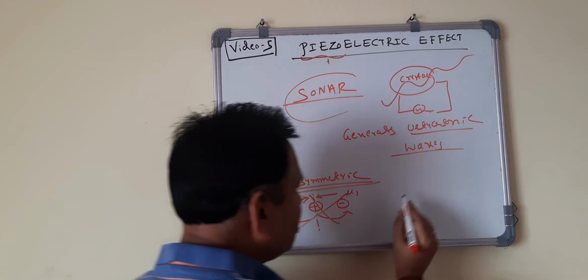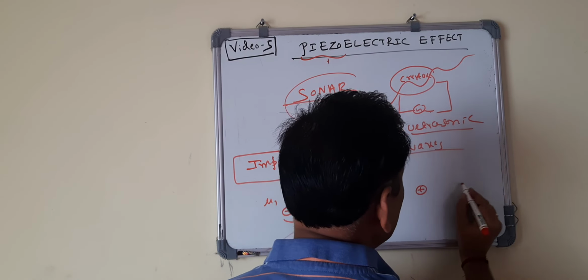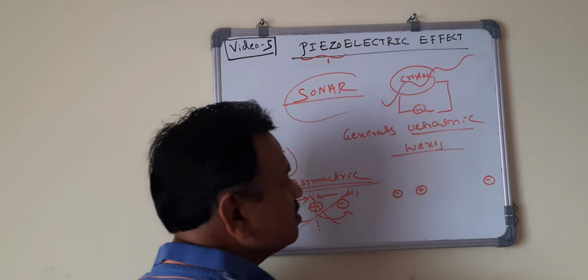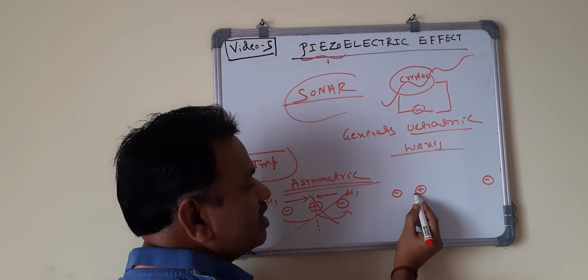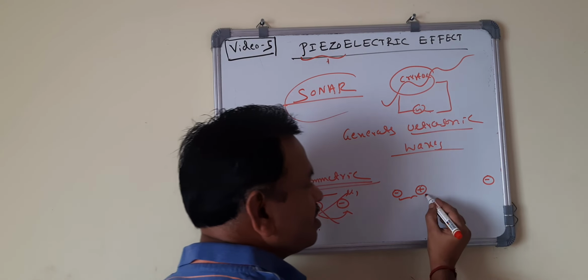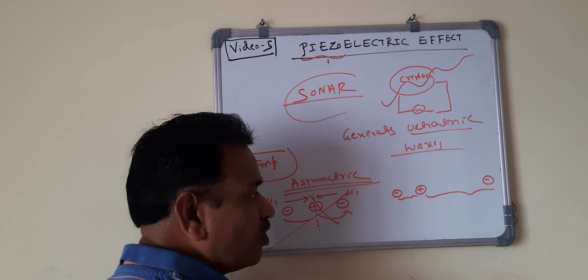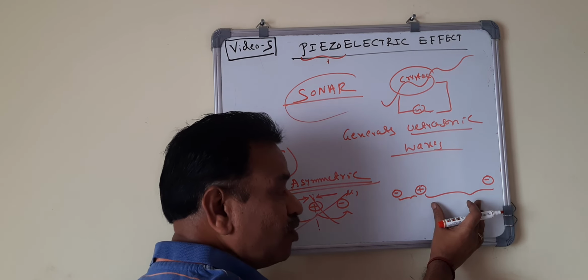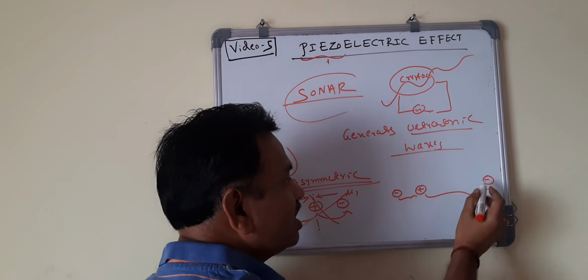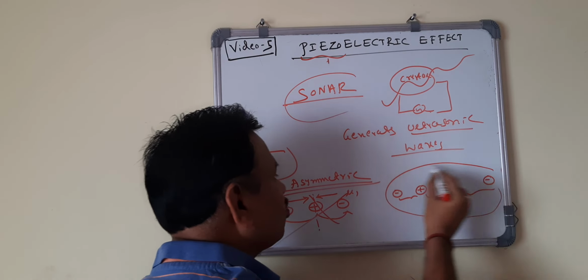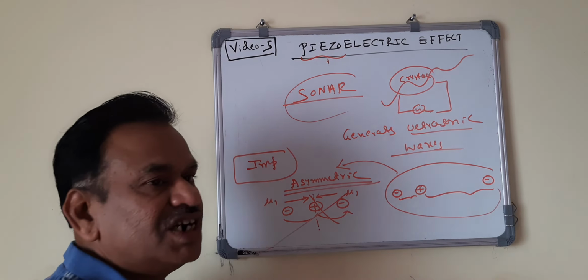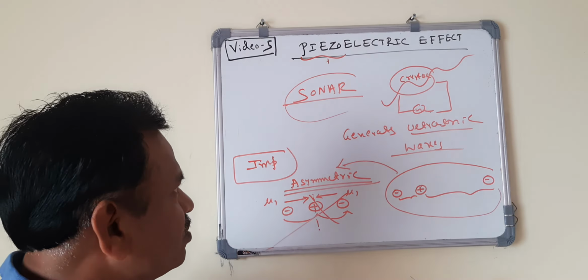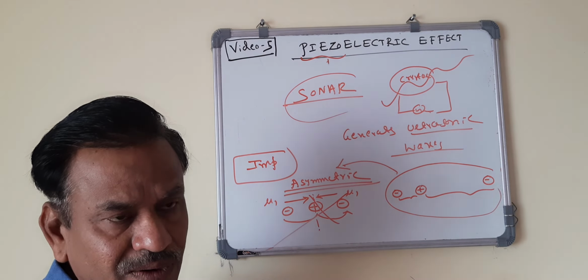But asymmetric means, suppose one charge is positive and another charge is negative here. The distance between them is less here, and here the distance between them is more. So here the dipole moment is less, and here the dipole moment is more. That's why this kind of material is called asymmetric. Please recall it, very important. In a 2 mark question, they may ask what kind of material is used.